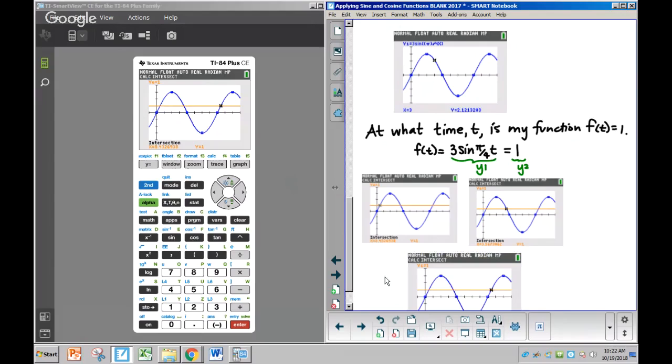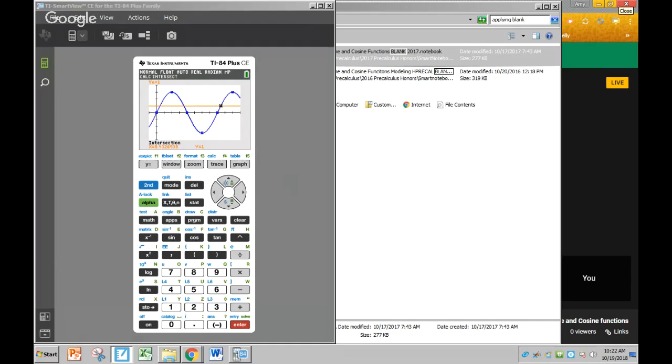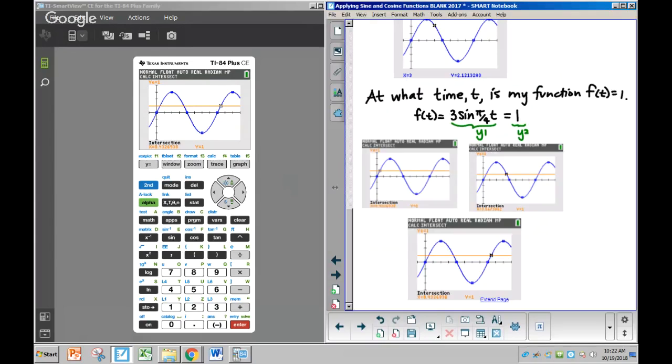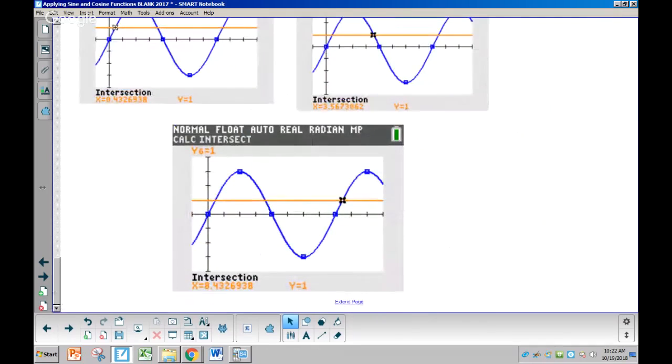All right, so where's the third intersection point? It's at 8.4. Is that outside of the period? The answer is yeah. So I only have 2 solutions in my period from 0 to 8. Okay, I can't really read them, so I'm going to make this bigger. There it is. Yeah, now I can read it.